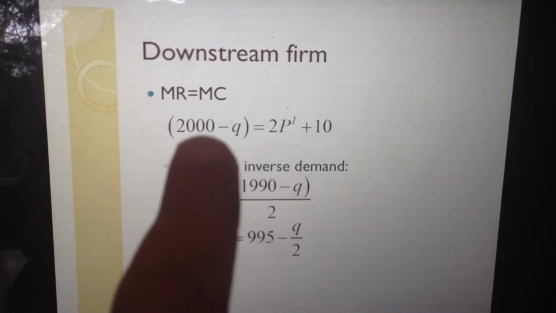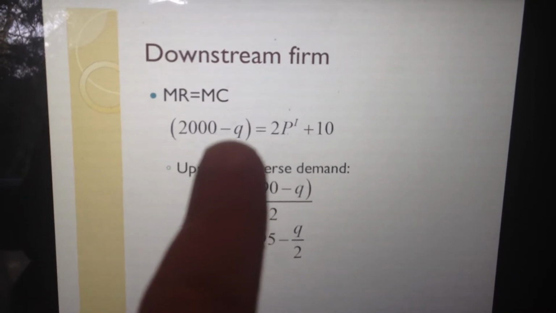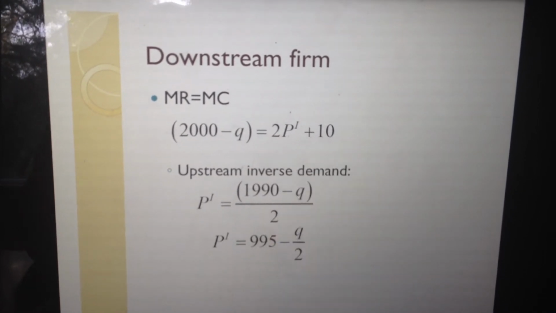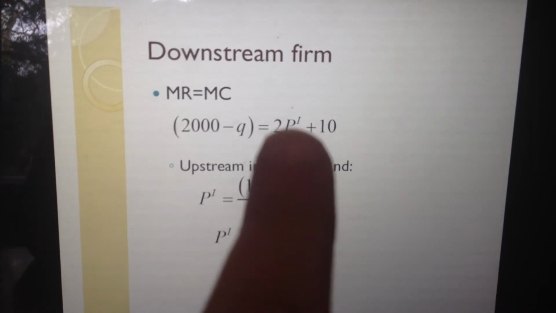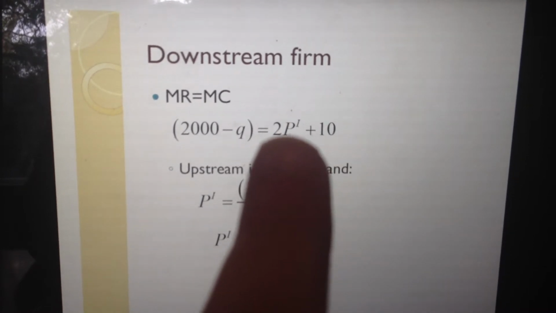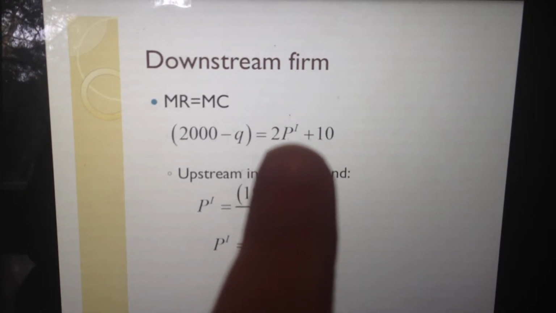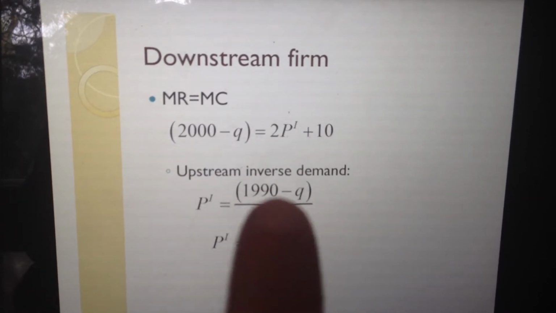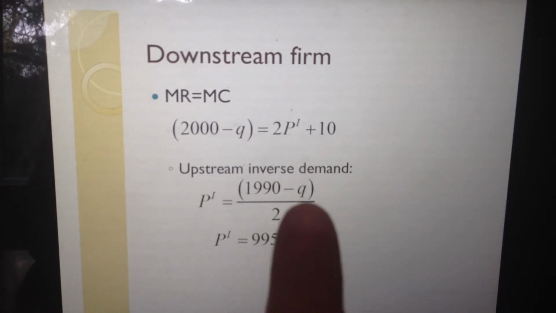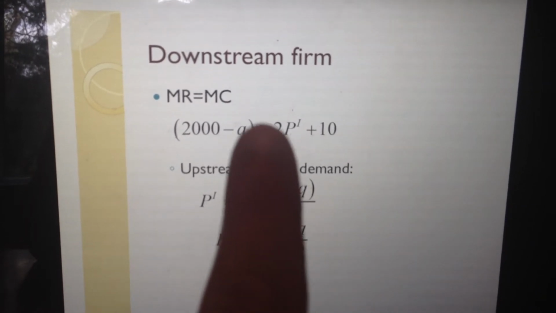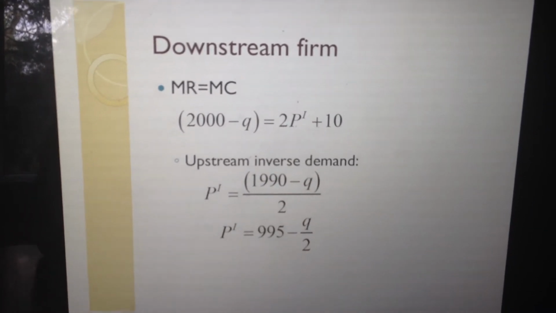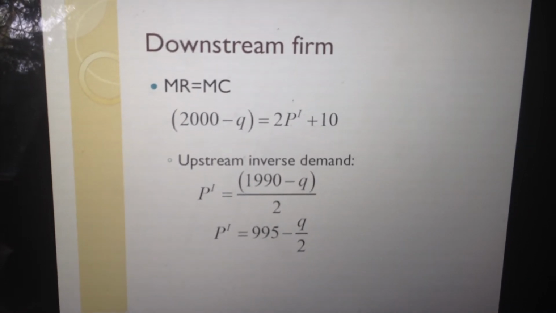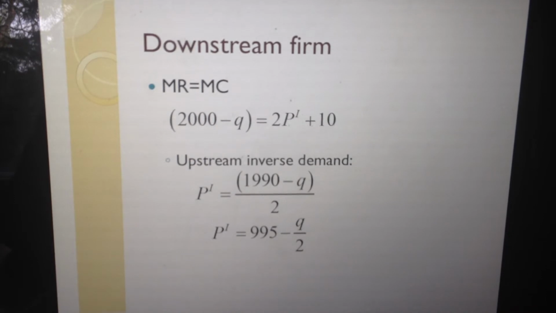Take the derivative of revenues to come up with 2,000 minus quantity, and then costs are 2 times the price of a potato plus the cost of oil. So we use this equation, and what we're after is to solve for the price of a potato, the price of the intermediate good. So how do you get that? Well, take away 10 from 2,000, you get 1990, minus the quantity of chips that get sold, divided by 2, which comes from right there, and then that is the inverse demand for potatoes, for the intermediate good. Then we can take that and we go back up to the upstream firm.